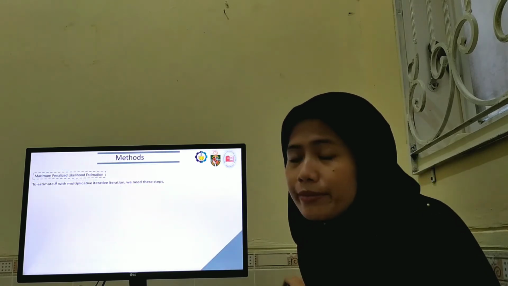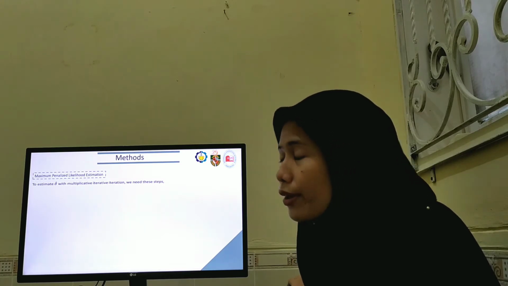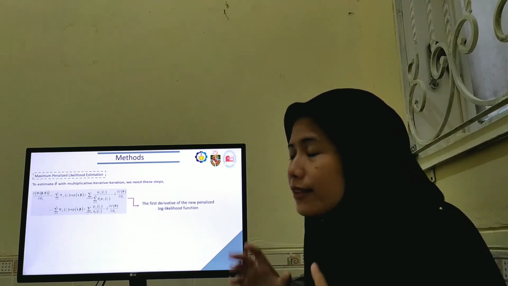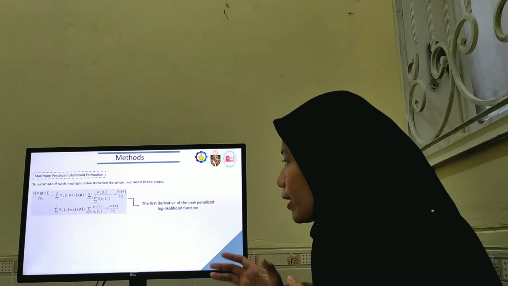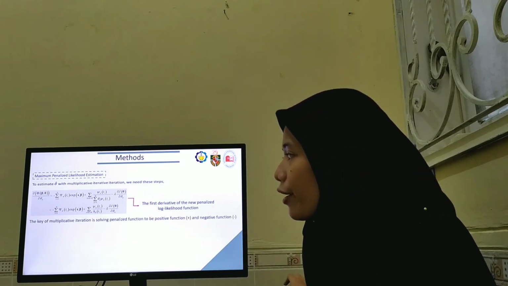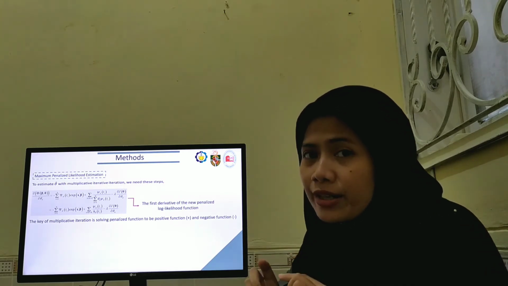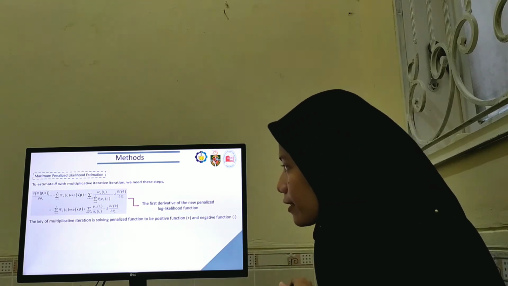Next, to estimate the theta with multiplicative iterative iteration, we need these steps. First, we have to determine the first derivative of the new penalized log likelihood function. The key of multiplicative iterative iteration is splitting the penalized function into a positive function and a negative function like this.